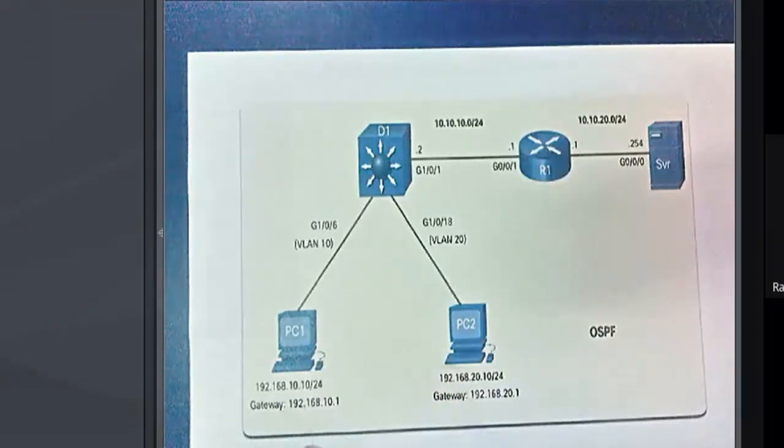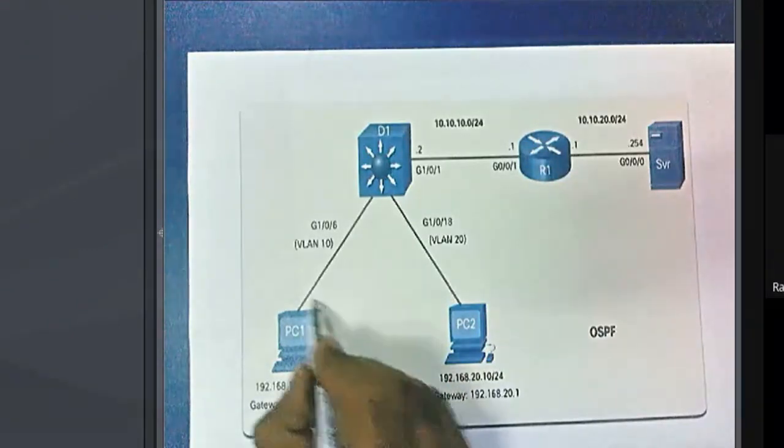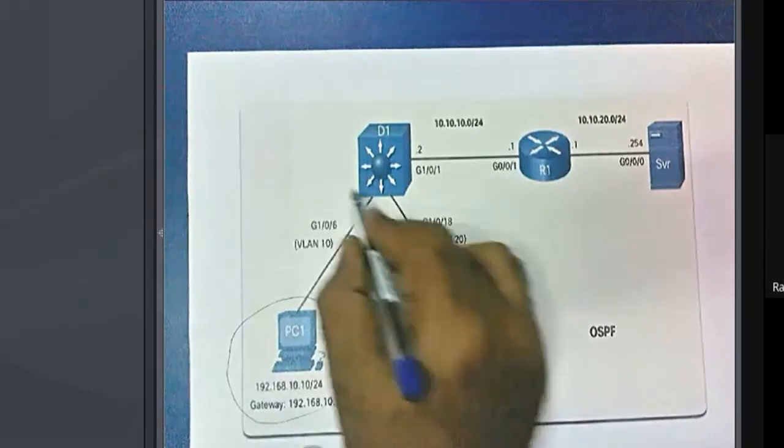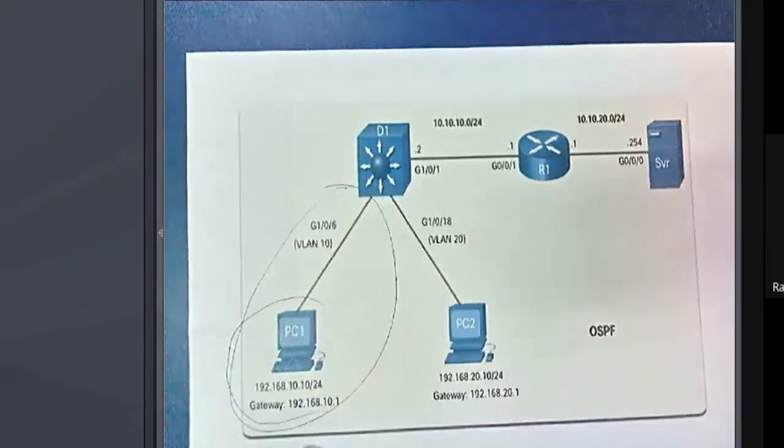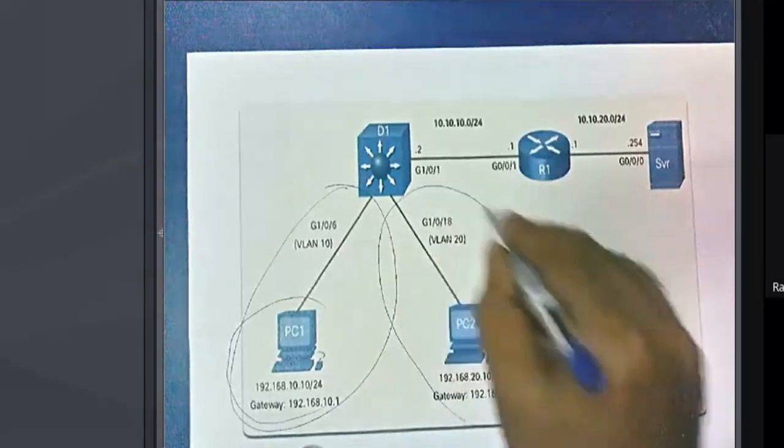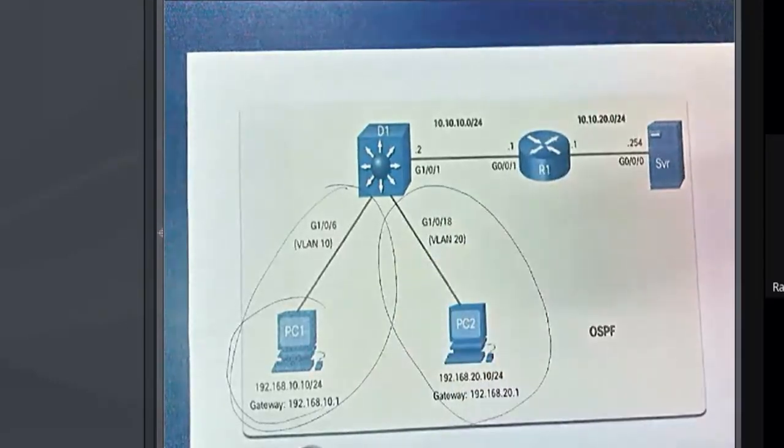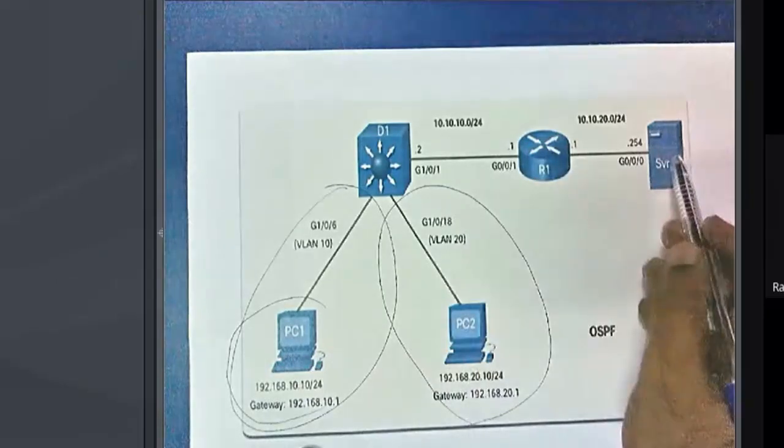Now the first machine is going to be in VLAN 10. This port is VLAN 10. And this port is going to be in VLAN 20. VLAN 10, VLAN 20. Now we have some IP addresses available.